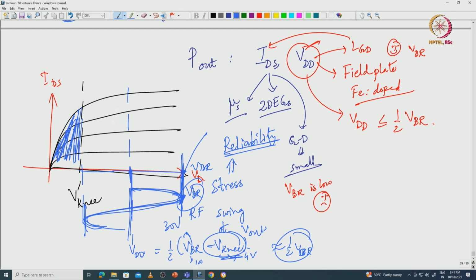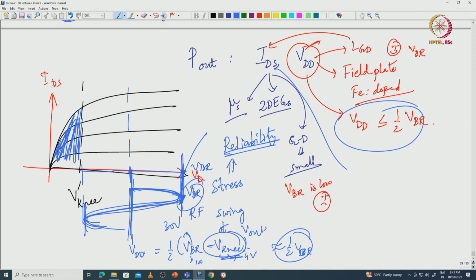So you want to bias it at slightly lower than half, or at least somewhat lower than half, so that in the RF swing you do not approach the breakdown voltage. You swing such that the breakdown voltage is still further away. That way you improve the reliability. You do not subject the device to very high fields. But this is the upper limit.